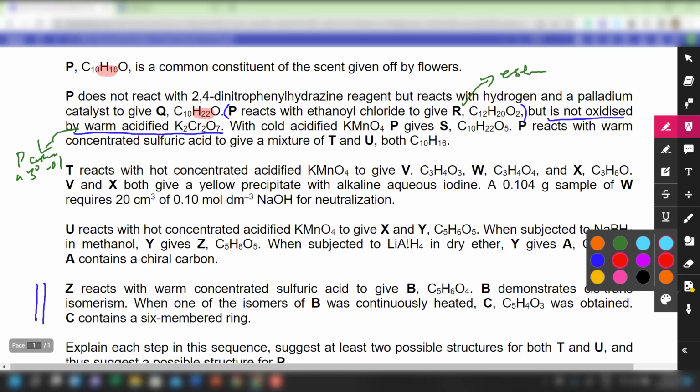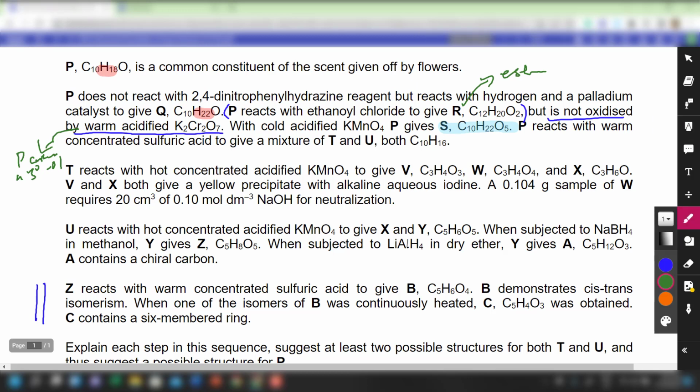Now let us take a look at the difference in the molecular formula. If we compare P and S, you'll notice that there is an increase in 4 OH. Just look at the molecular formula below. So there's an increase in 4 OH. This is a further confirmation that P contains a C=C double bond.